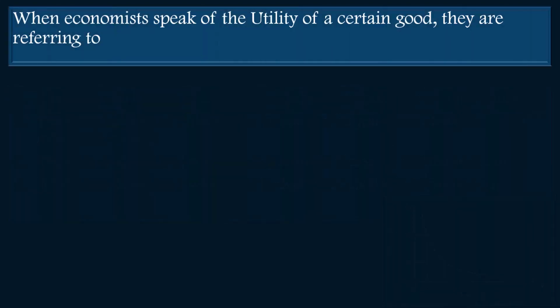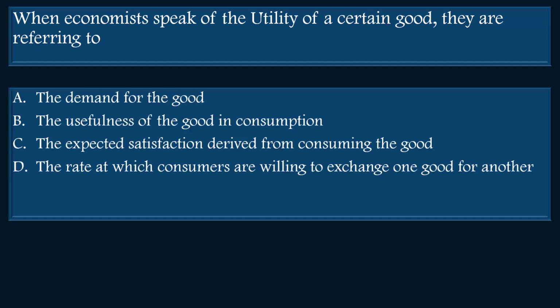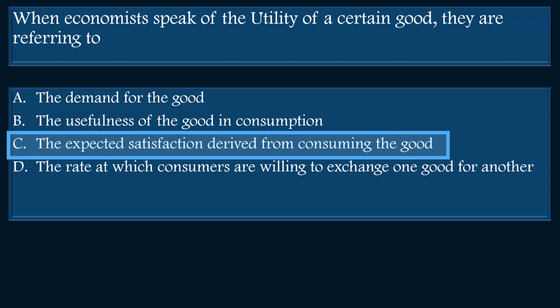Fourth question. When economists speak of the utility of a certain good, they are referring to, options: A. The demand for the good, B. The usefulness of the good in consumption, C. The expected satisfaction derived from consuming the good, D. The rate at which consumers are willing to exchange one good for another. This question is very simple. Utility is the expected satisfaction going to be derived from consuming a good. Option C is the answer.